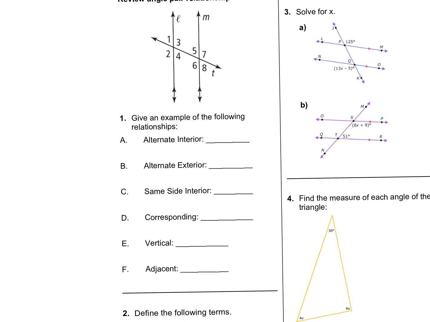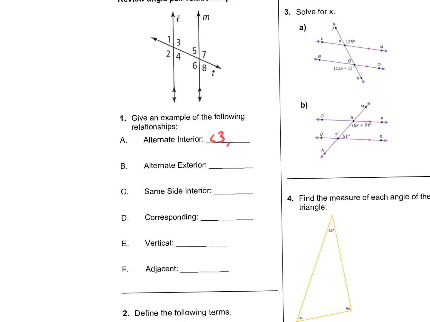Okay, so if you think of a box, that's what interior and exterior mean. And then alternate or same side has to do with the transversal. Okay? Right, so for alternate interior, give me an angle pair. Anybody? 3 and 6. I heard 3 and 6. Are there any other ones? 5 and 4. Also 5 and 4 would work.